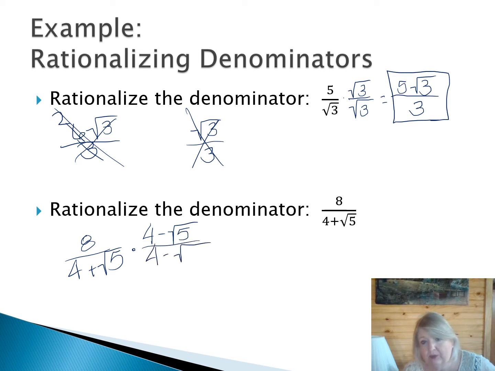Now again, I'm going to write a lot out. You need to start learning to skip certain steps. So I'm not going to actually write out the top and bottom, but I am going to say them. My numerator is 8 times parentheses 4 minus square root of 5. So I'm going to distribute the 8 through for my next step. 8 times 4 is 32 minus 8 times the square root of 5.